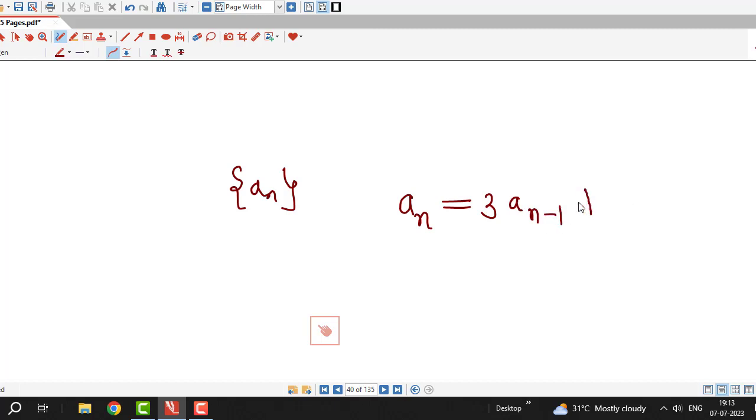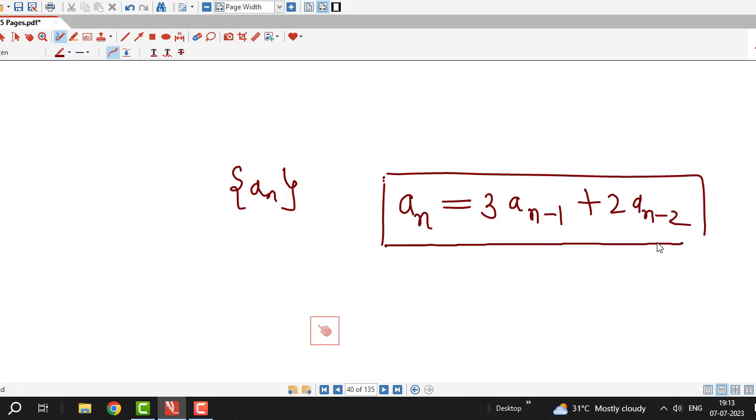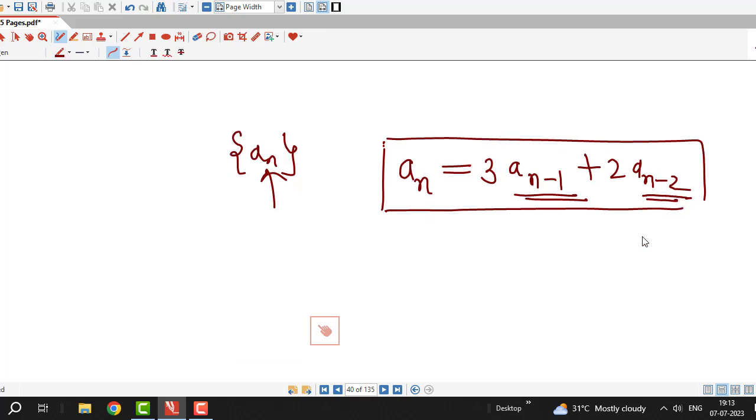Now, before starting this lecture, we recall that a recurrence relation for a sequence an is the formula for the nth term of the sequence in terms of previous terms of the sequence. For example, if I write an equal to 3 times an minus 1 plus 2 times an minus 2, then this is an equation which expresses the nth term of this sequence an in terms of two previous terms an minus 1 and an minus 2.